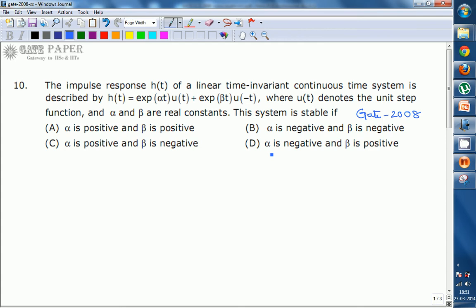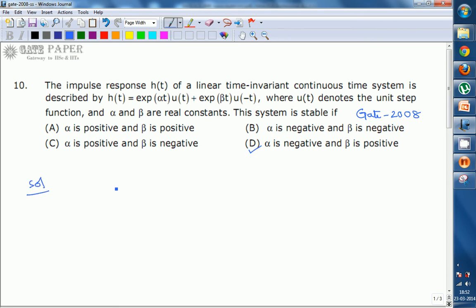Option A, alpha is positive and beta is positive. Option B, alpha is negative and beta is negative. Option C, alpha is positive and beta is negative. Option D, alpha is negative and beta is positive. Now we need to verify the options for which the given system becomes stable. So out of the given options, option D is correct. Now we'll see the solution for this.